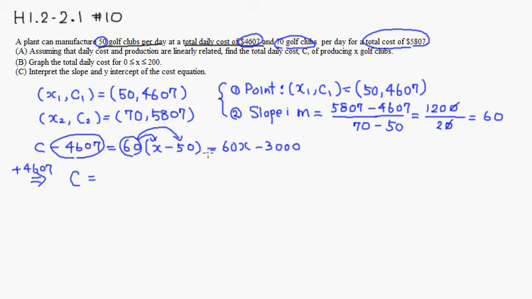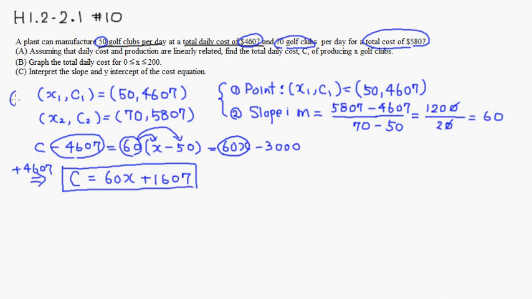60x, which is already there. Then we add the 4,607 to negative 3,000, so it's going to be plus 1,607. So this is the cost function. This was part A of the problem.